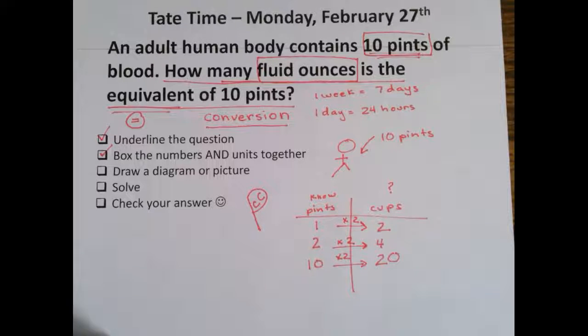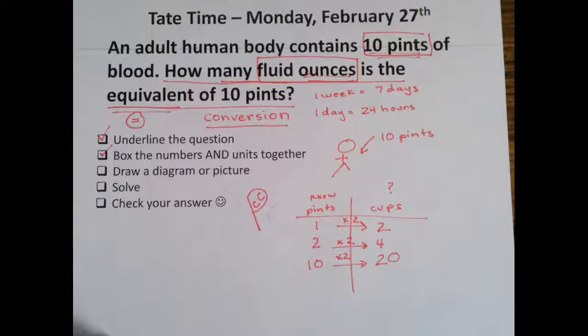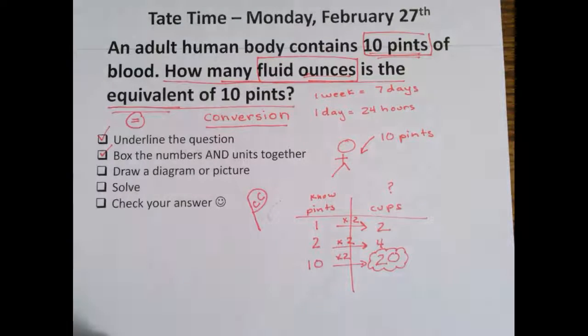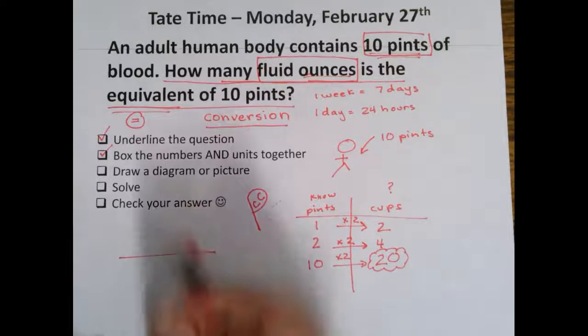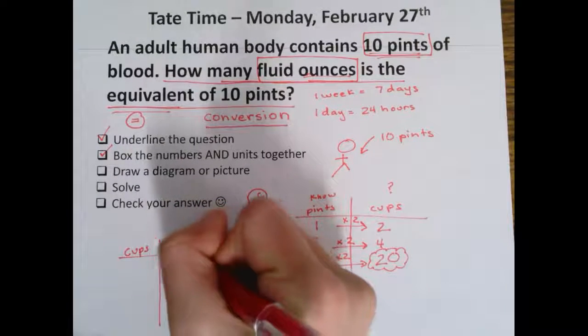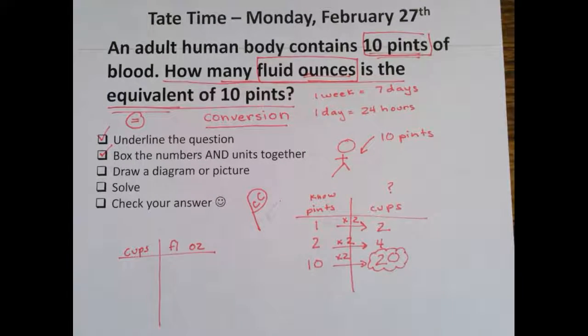However, I'm not trying to figure out the cups. I want to figure out the fluid ounces. Remember, the stars are always going to be evil, so they're probably going to have 20 as one of your answers. But 20 is just the cups and not the ounces. So now, we need to go from cups to FL for fluid, OZ for ounces. Now I need to go from cups to fluid ounces.